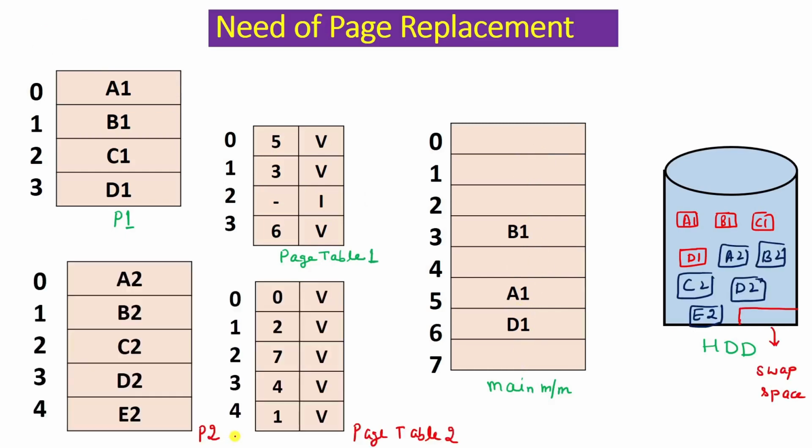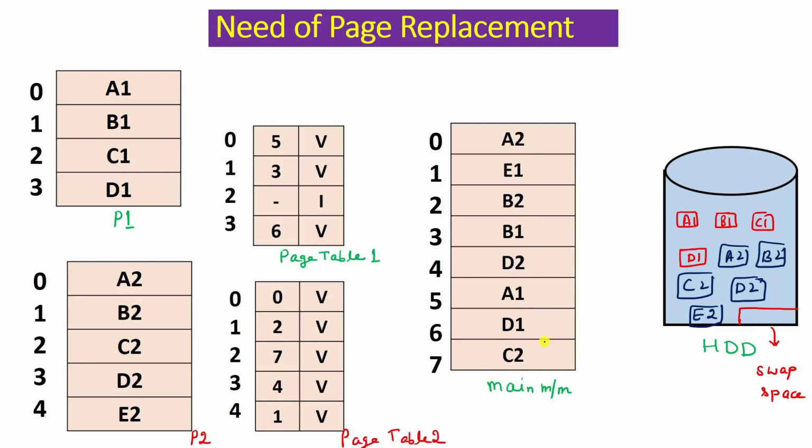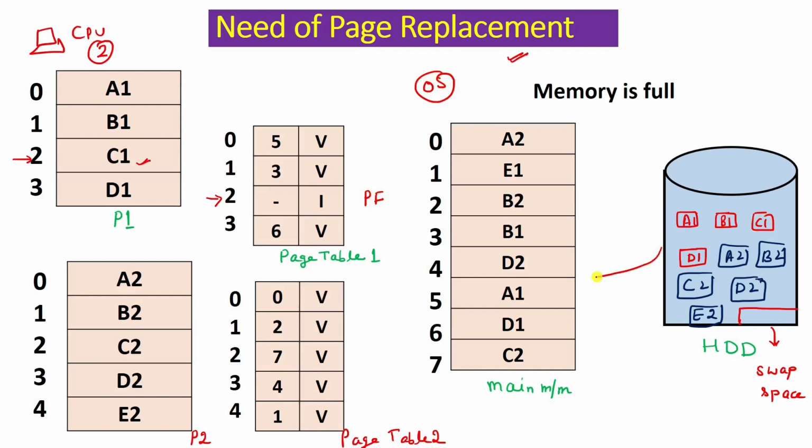But now let's say we have a process P2 and this is the page table for P2. All the pages are mapped inside the main memory, and now we can see the main memory is full. There is no free frame available. Now let's say the CPU was executing process P1 and now asks for page number 2. As we can see inside the page table, page number 2 is not mapped to any main memory frame, because it is invalid. Now a page fault will be generated and the OS will come into the picture, and C1 will be brought inside the main memory.